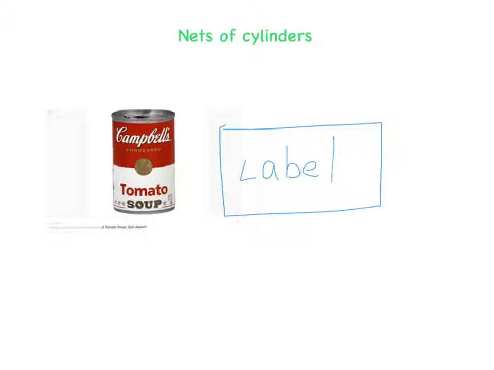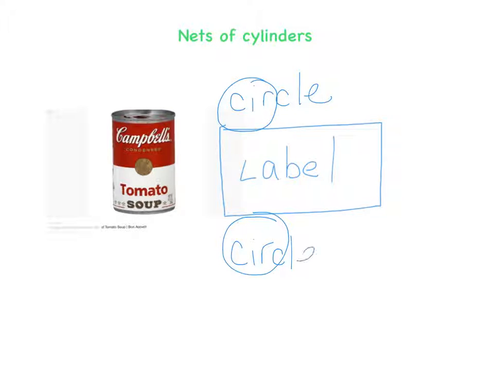So I'm going to add 2 circles, one on this side and one on this side. And that would be a net of a cylinder. Remember, when you have a net of a cylinder, you're going to be drawing a rectangle, which stands for the lateral face or the label. And then you're going to be drawing 2 circles on opposite sides of the label. This is going to be the top of the can, and this is going to be the bottom of the can.